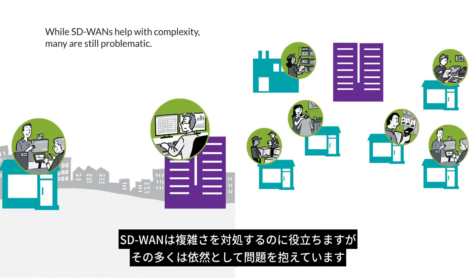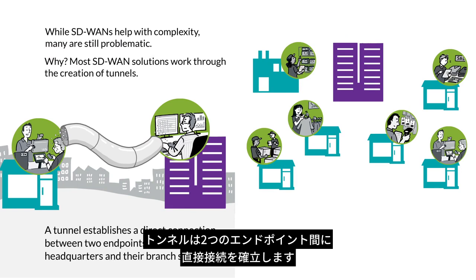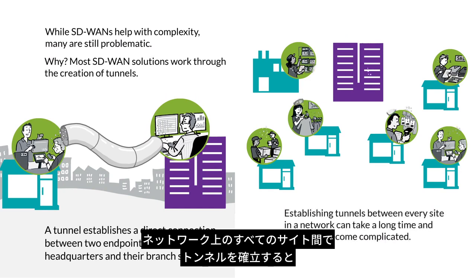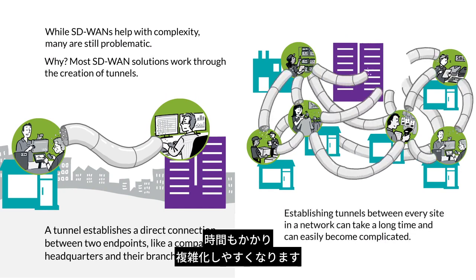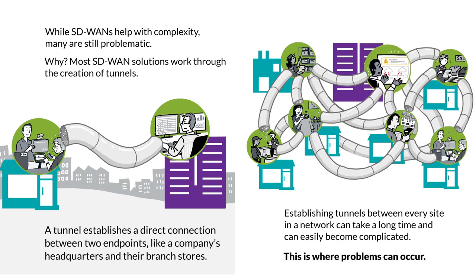While SD-WANs help with complexity, many are still problematic. Why? Most SD-WAN solutions work through the creation of tunnels. A tunnel establishes a direct connection between two endpoints, like a company's headquarters and their branch stores. Establishing tunnels between every site in a network can take a long time and can easily become complicated. This is where problems can occur.